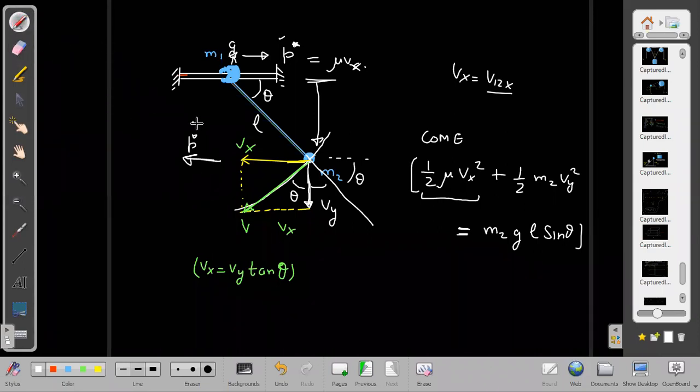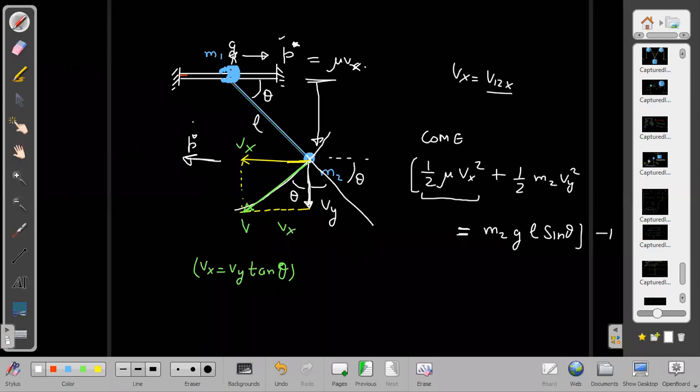We used it in such a subtle way that we were not even knowing that we used it, but we have used it obviously and we should know it. We should be conscious about it. So half of mu into Vx square plus half of M2 into Vy square is equal to M2 into g into L sin theta. That is right.